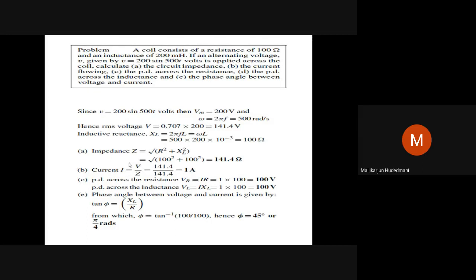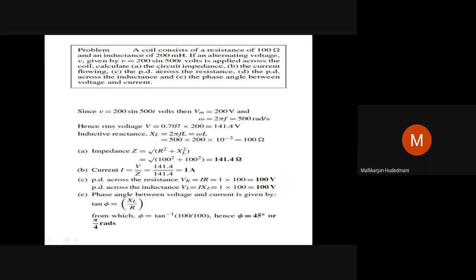Let us revisit this. A coil consists of resistance of 100 ohm and inductance of 200 millihenry. So it is RL. An alternating voltage V given by 200 sine 500t volts is applied across the coil. Calculate the circuit impedance, the current flowing, the potential difference across resistance and across inductance, and the phase angle between the voltage and current. All the parameters have been asked here.